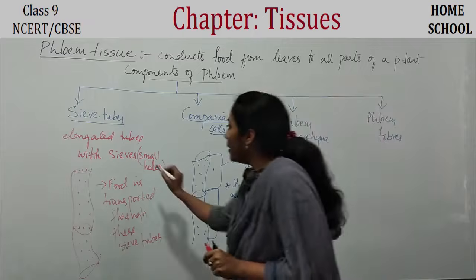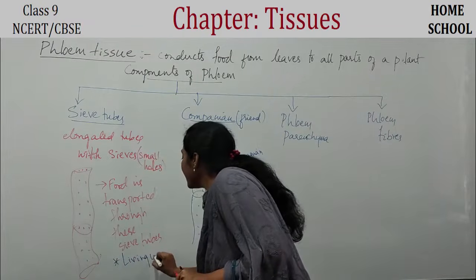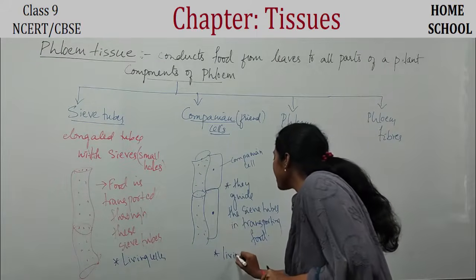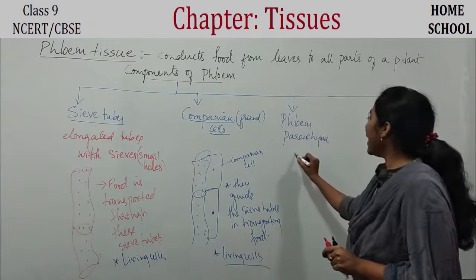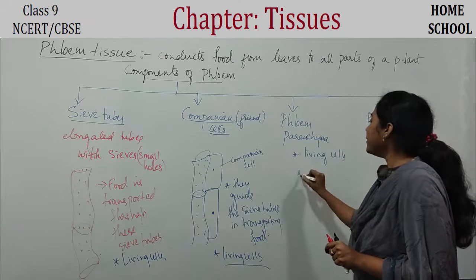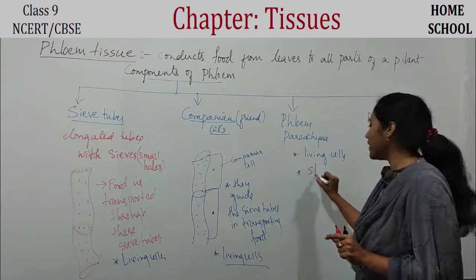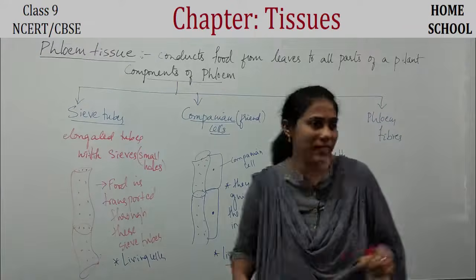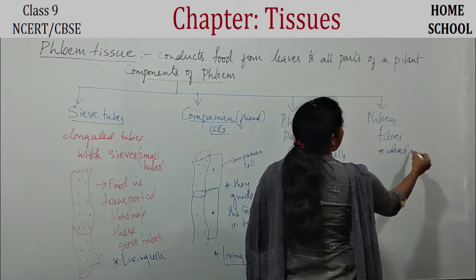And remember, sieve tubes are living cells. Okay, they are living cells. Companion cells are also living cells. Remember, this point is very important, guys. Phloem parenchyma is also living cells. Okay, and the work of phloem parenchyma is to store food, nothing much. It actually stores food, right? And phloem fibers, they are the dead cells.